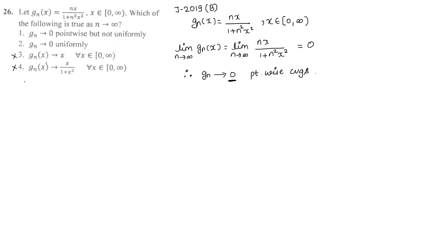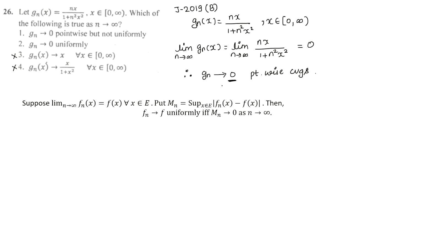Now we have to determine whether Gn converges to 0 uniformly or just pointwise. So for this we will be using a theorem. The theorem is, suppose limit n tends to infinity fn of x is equal to f of x for all x belongs to E. Put Mn is equal to supremum over x belongs to E of mod fn of x minus f of x. Then fn converges to f uniformly if and only if Mn tends to 0 as n tends to infinity.